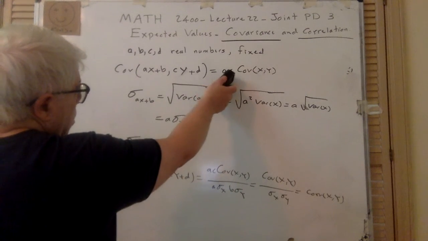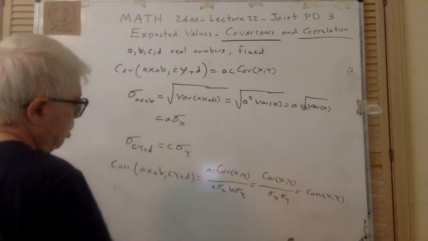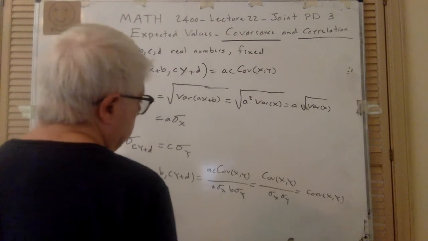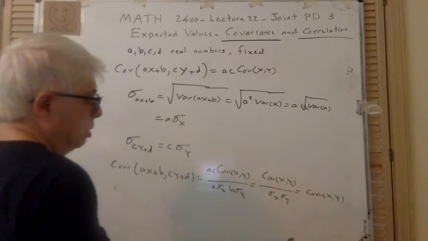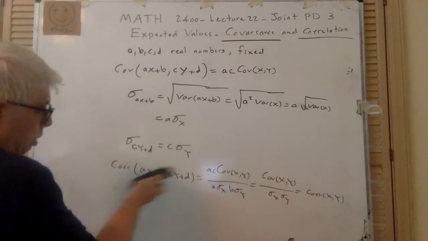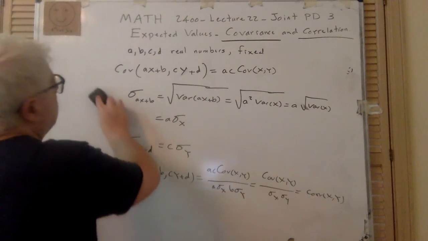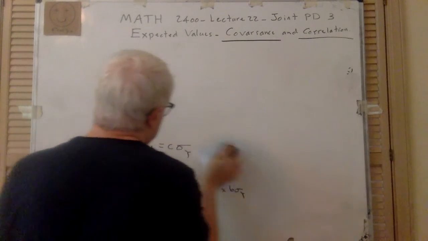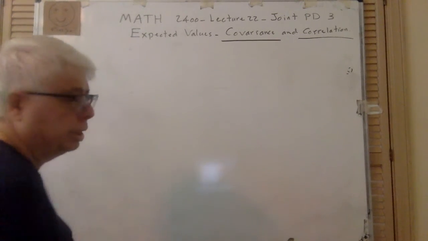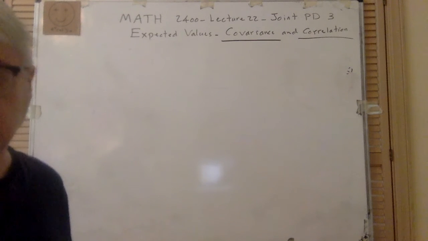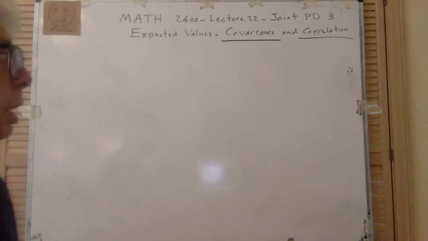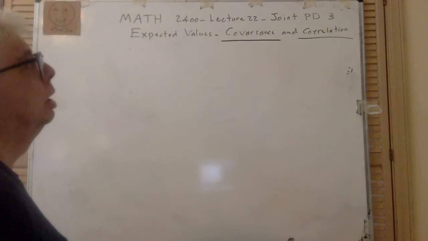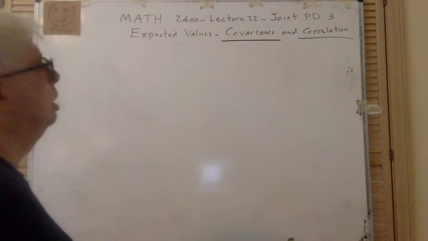But the covariance changes by ac. But when you divide it by sigma x, sigma y of the new variables, these constants cancel out, and the correlation becomes the same thing. And now another thing which is interesting: we realize that the correlation is 0 when they are independent, but not conversely. So when the correlation is 0, it doesn't mean that they are independent.